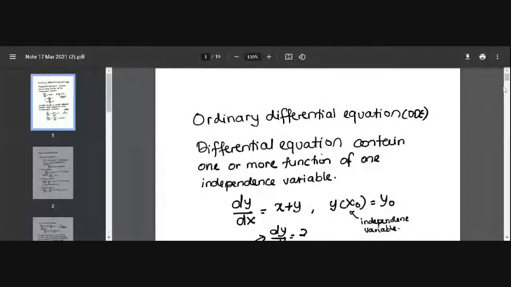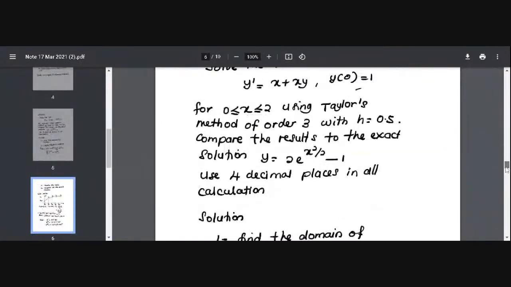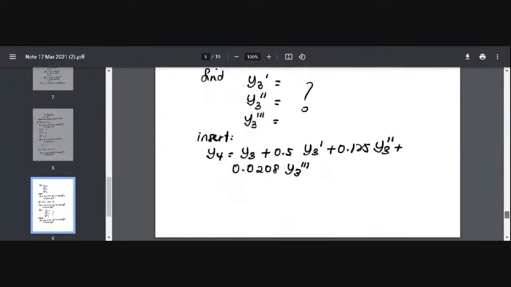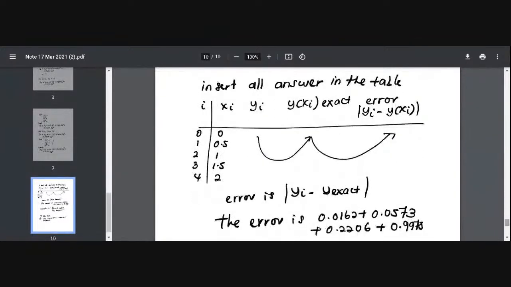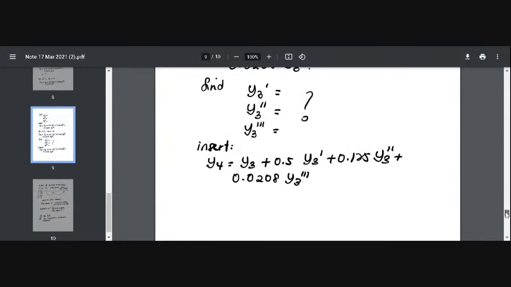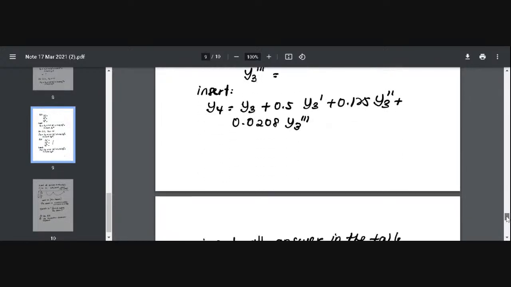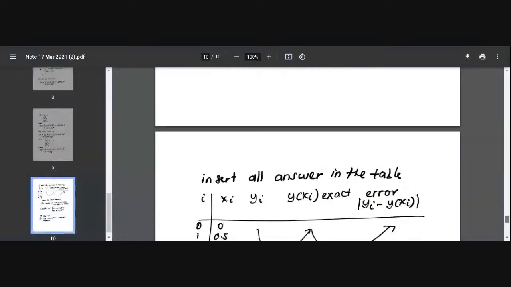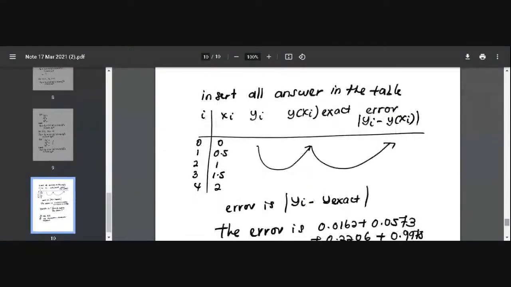So we want to continue. What is y4, y5? This one I want you to transform from y1, y2, y3, y4. y4 is a solution here. So after getting y1, y2, y3, y4, transform into the table. Insert all the answers in the table.